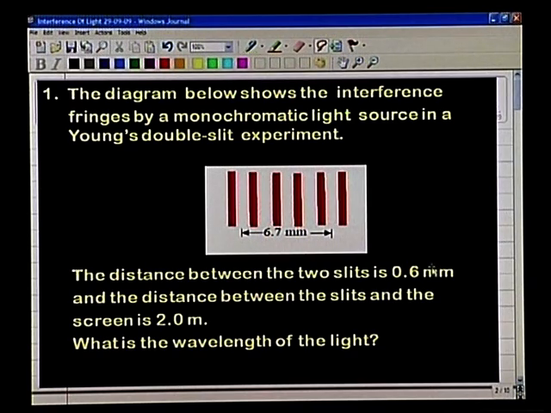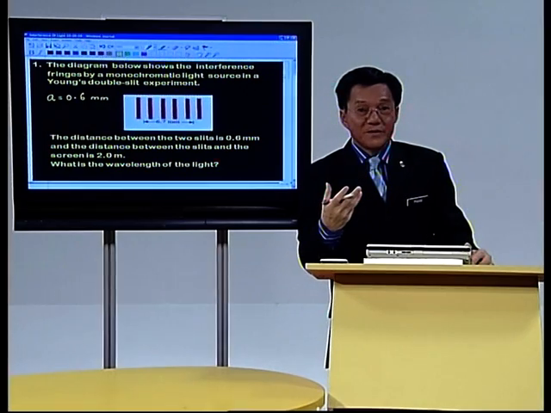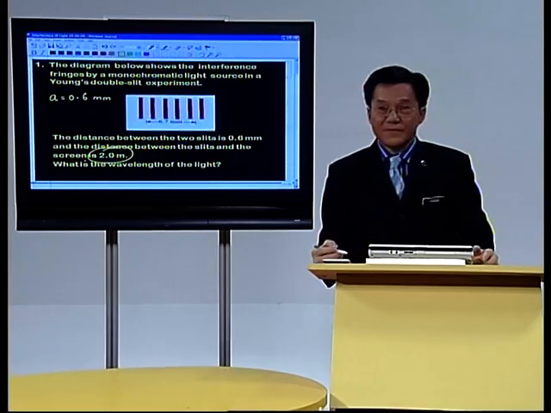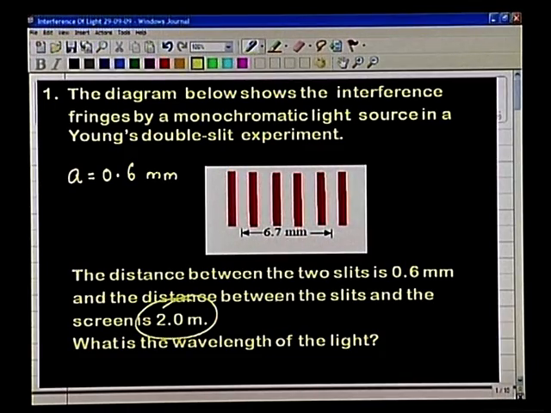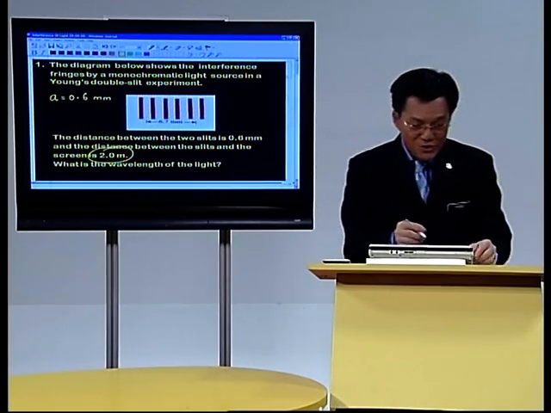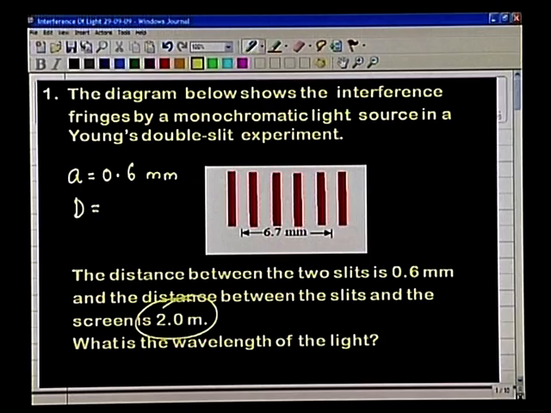So what is this? This is A. That is the symbol that we must be familiarized with. What else is given in the question? Look at this. 2 meters. What is it? Distance between the slits, the double slit, and the screen. And if you recall and you revise your work well, you know that this is actually capital D in the equation. So D is 2.0 millimeters.